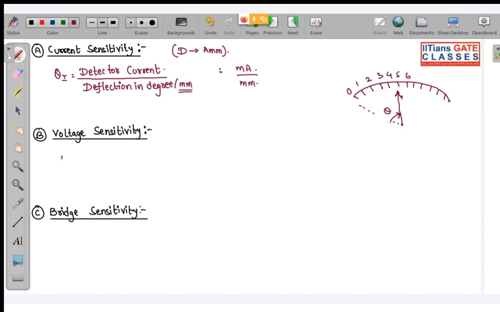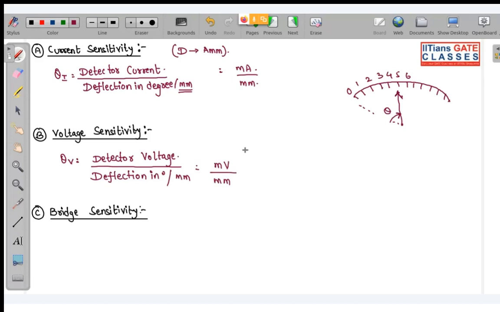Same concept for this, you have theta V, the detector voltage divided by deflection in degree or in millimeter. For this you will have basically millivolt per mm or millivolt per degree. Okay, voltage sensitivity. Next is your bridge sensitivity.